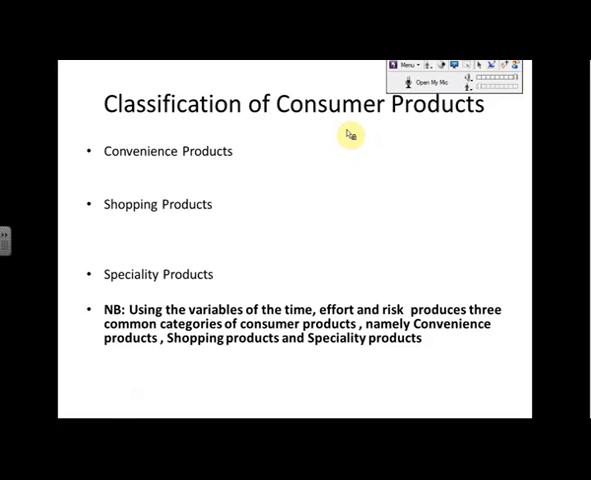Classification of consumer products. Consumer products are classified into, first and foremost, 3 groups. 1, convenience products. Secondly, shopping products. Thirdly, specialty products. Using the variables of time, effort, and risk produces 3 common categories of consumer products, as we have highlighted above. Let's look at them one by one.